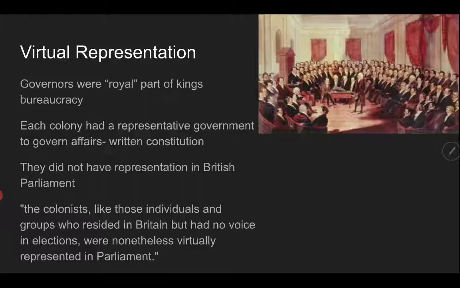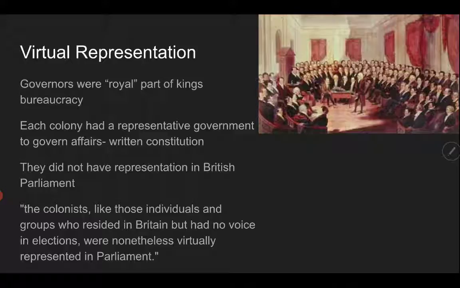They were basically just not included. And this virtual representation is this idea that the head is never going to do anything that the arms don't want, and you should just believe that we're making the best decisions for you. So that is their kind of position in the Parliament, which is they do not have representation.